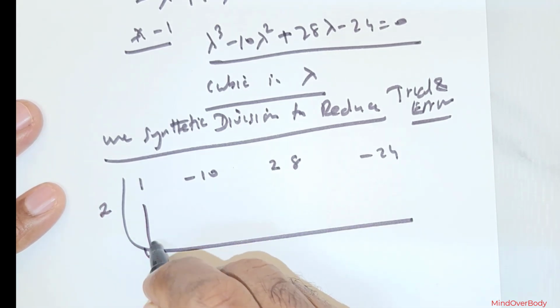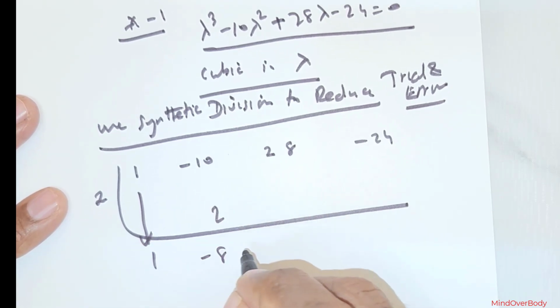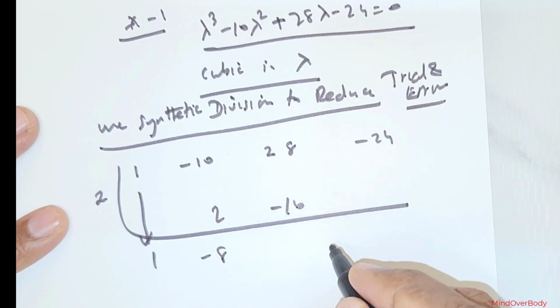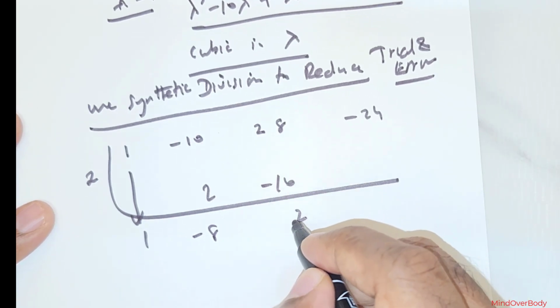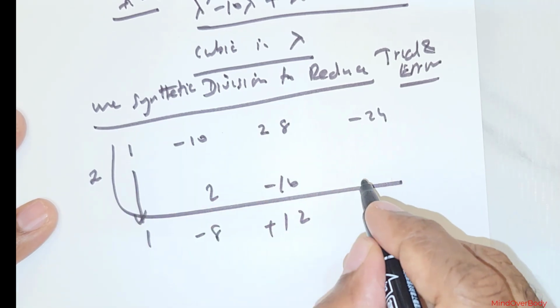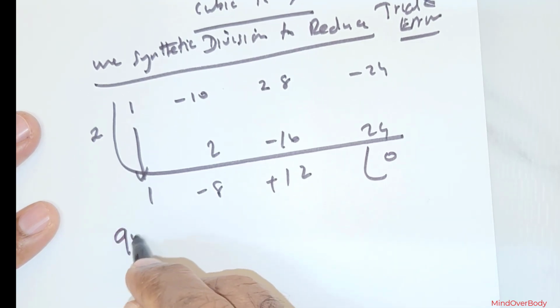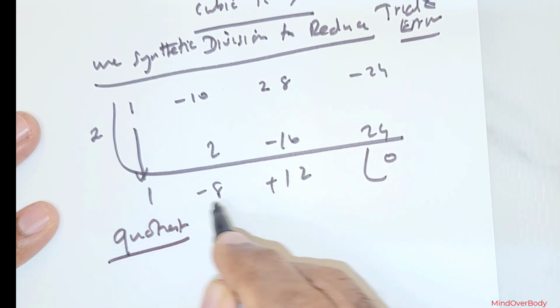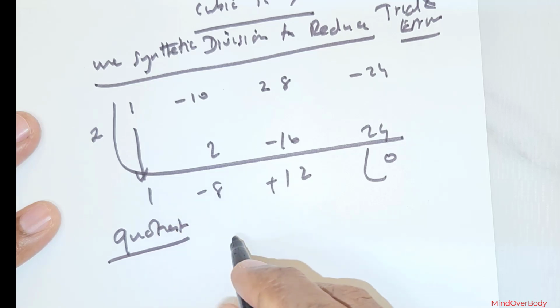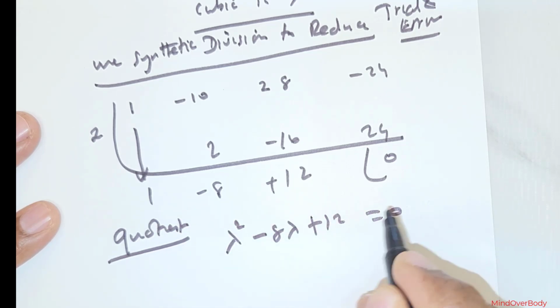Okay, now bring this 1 down. 2 times 1 is 2, negative 10 added with 2 will give you negative 8, negative 8 times 2 is negative 16, and this is going to give you positive 12. So 12 multiplied with 2 will give me 24, 24 added with negative 24 will give me 0. So the quotient is going to be 1 degree less. So this is lambda squared minus 8 times lambda plus 12 is equal to 0.